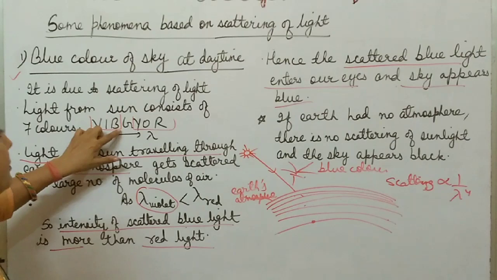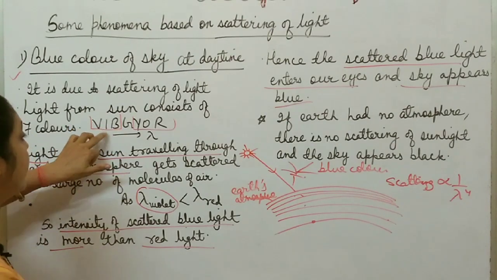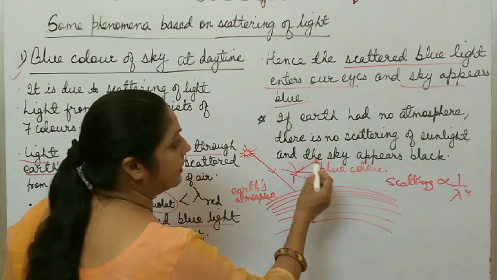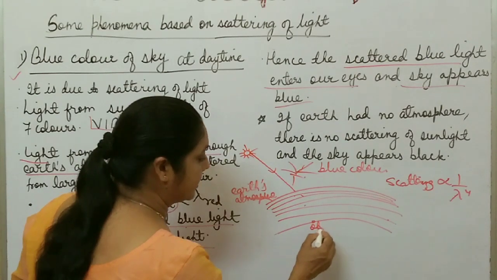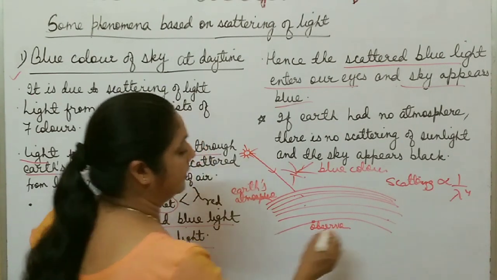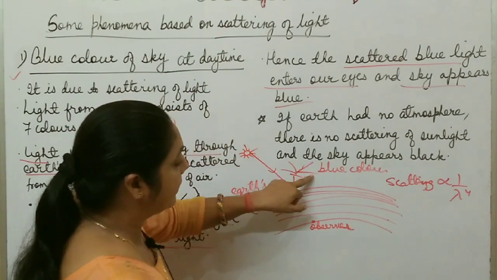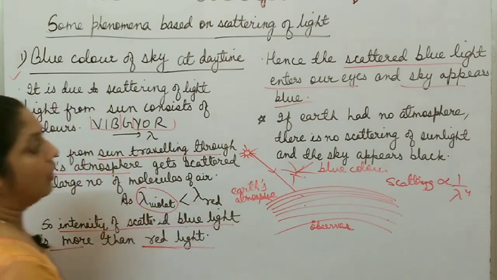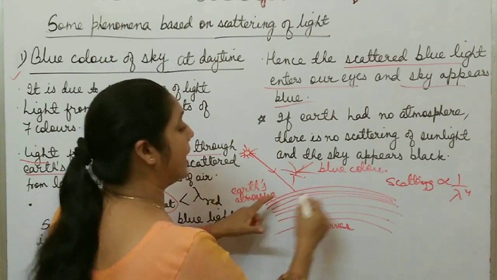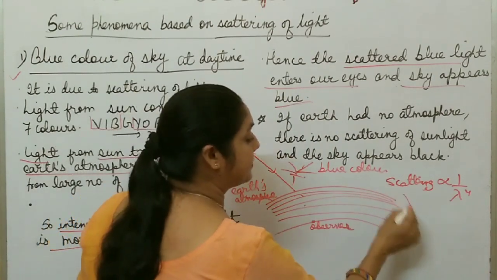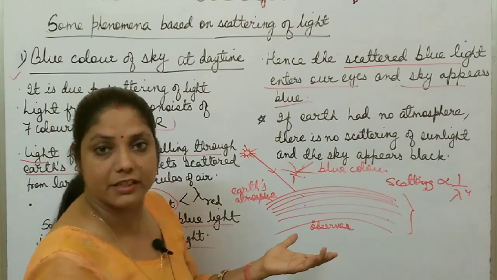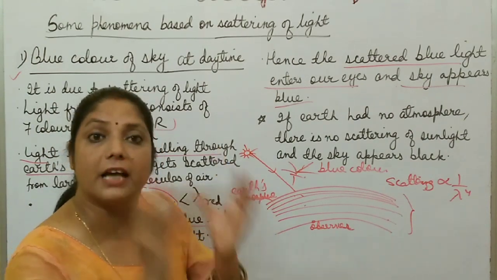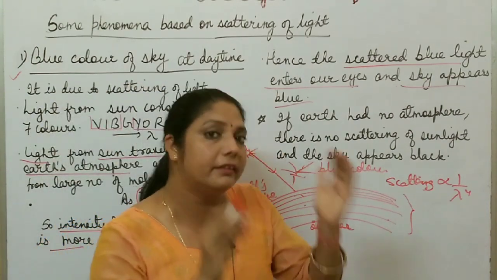So violet, indigo and blue color have shorter wavelength. So intensity of violet, indigo and blue color is more than red color, right? That's why the scattered blue light enters our eyes. Suppose the observer is on the surface of Earth. Only the scattered blue color reaches our eyes and the sky appears blue. This is the reason. Also, one more thing, if this Earth had no atmosphere, then what happens? No scattering of light takes place. Scattering is only possible if atmosphere is present. Inside the atmosphere, there are a large number of molecules whose size is smaller than the wavelength of light.